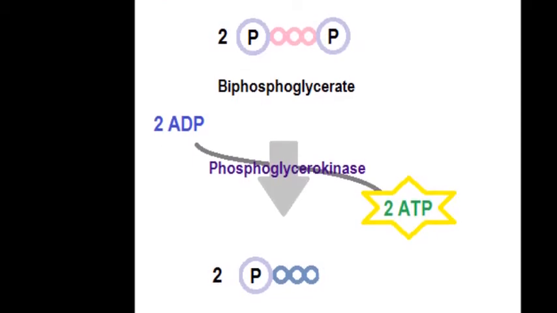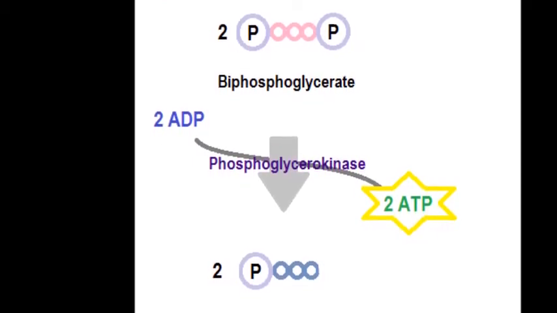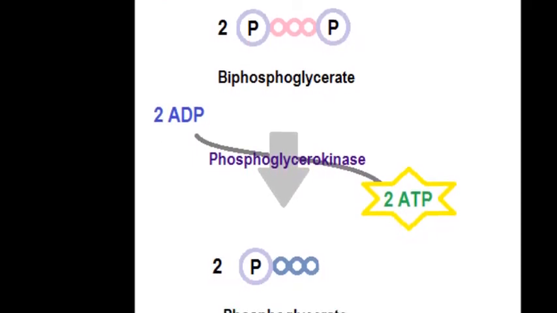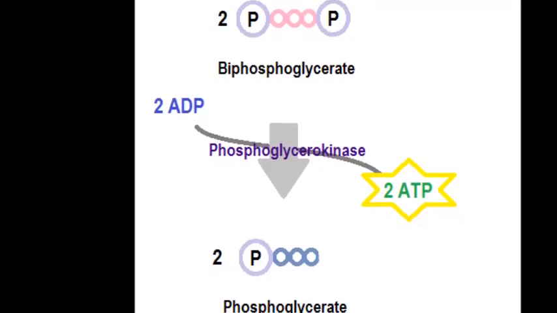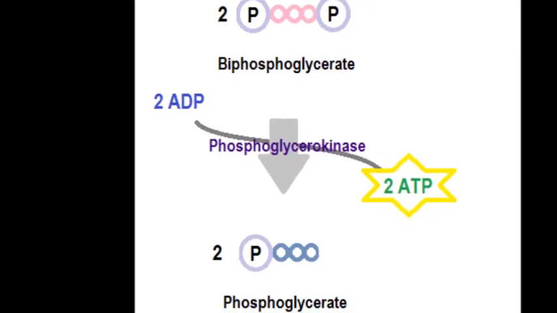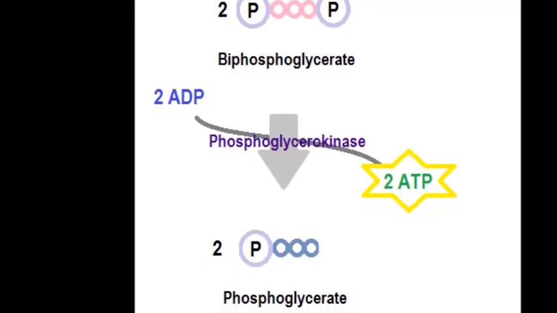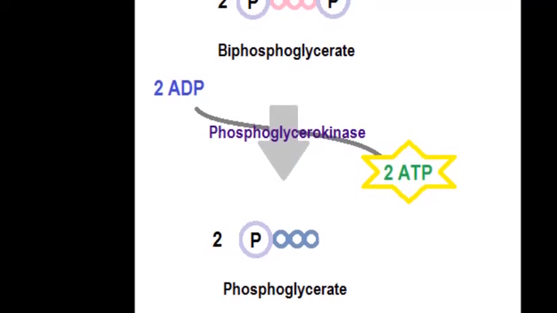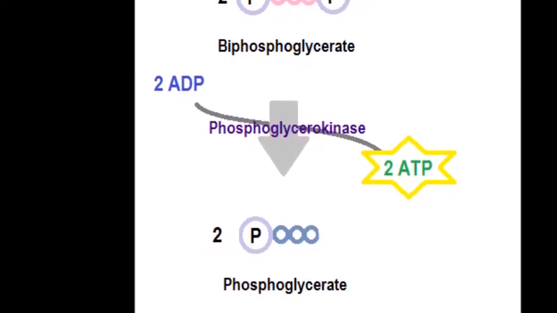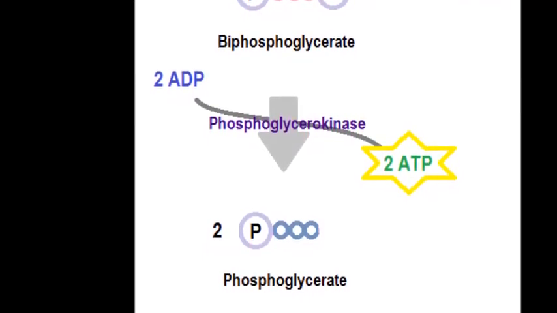Then the enzyme phosphoglycerokinase removes one of the phosphate groups from both molecules of biphosphoglycerate and phosphorylates an ADP molecule to create ATP. Since this occurs twice, it creates 2 ATP and 2 molecules of phosphoglycerate, which now only has one phosphate group.